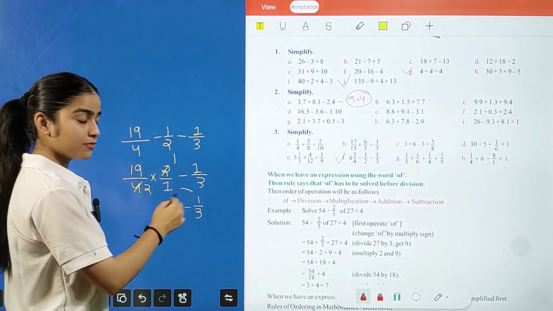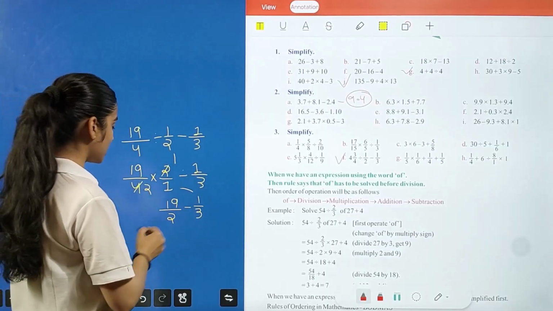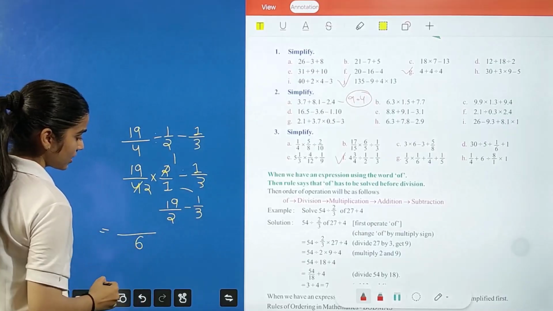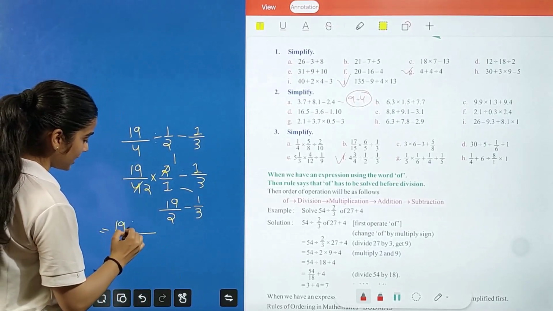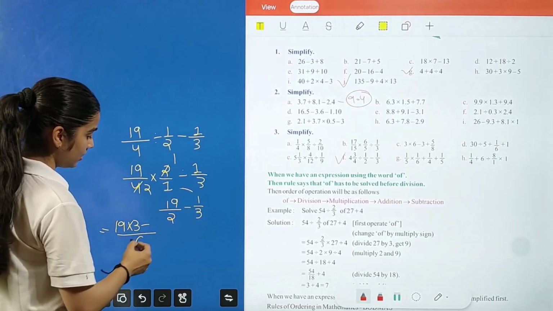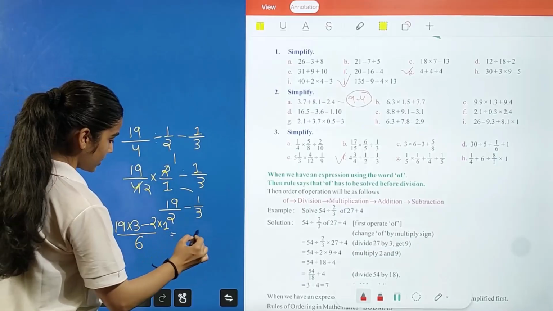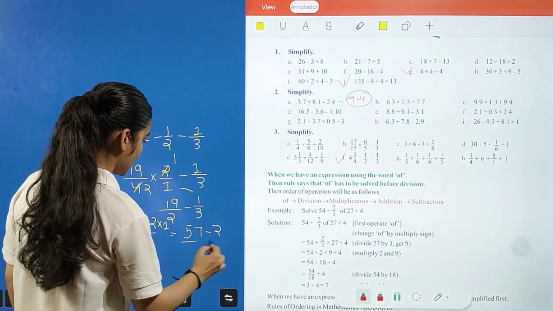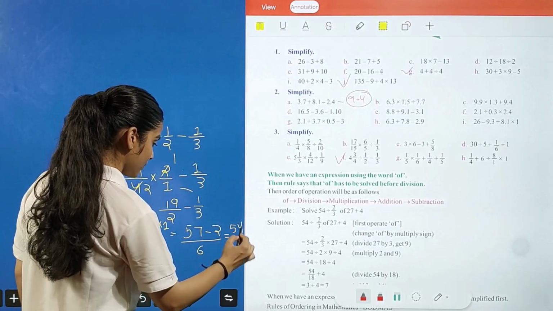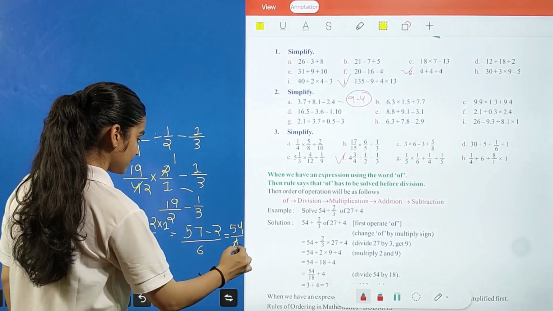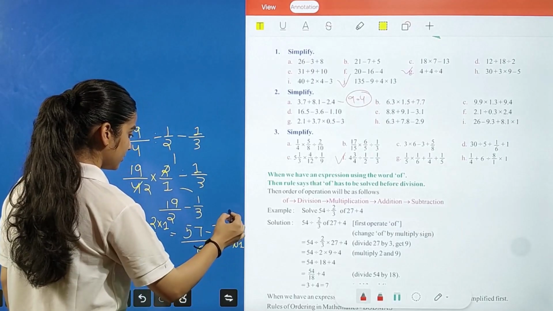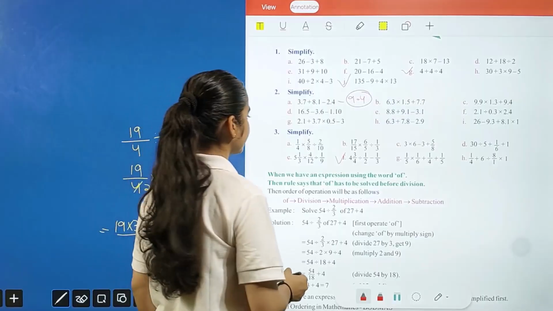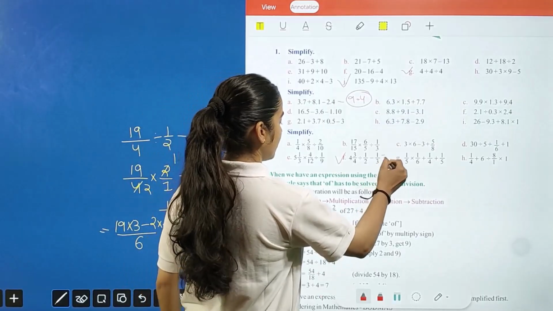For this, first we have to take the same denominator. So we take the LCM of 2 and 3. So we get 6. So we have to multiply 19 by 3 minus, and in this the 2 multiply by 1. 3 nines are 27, 2, 3 ones are 3, 57 minus 2 upon 6. Your answer is 54 upon 6, and 6 nines are 54. Here we have our answer, 9.